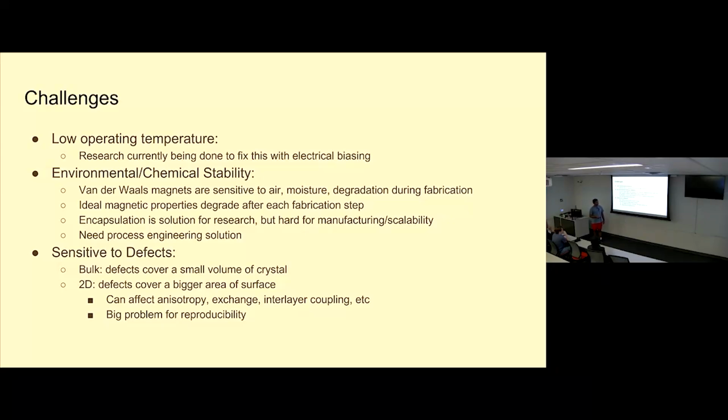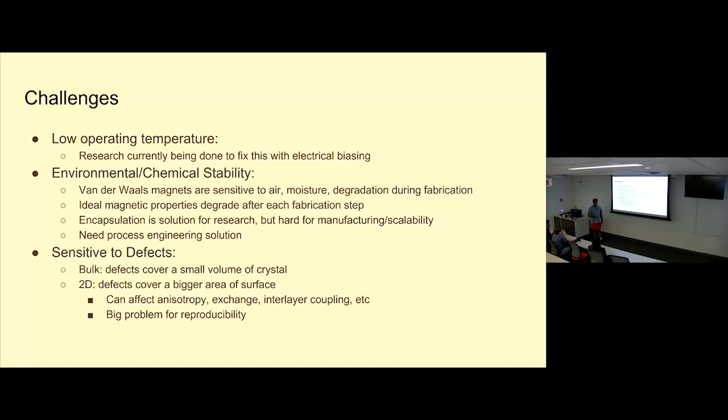Also, another challenge is environmental and chemical stability, because van der Waals magnetic materials are sensitive to air and other effects during fabrication, so the ideal magnetic properties that were decided upon when designing the device will slowly degrade after each fabrication step. One of the solutions found through research is encapsulation, but it's very hard to do for manufacturing scalability. So they need a process engineering solution for this.